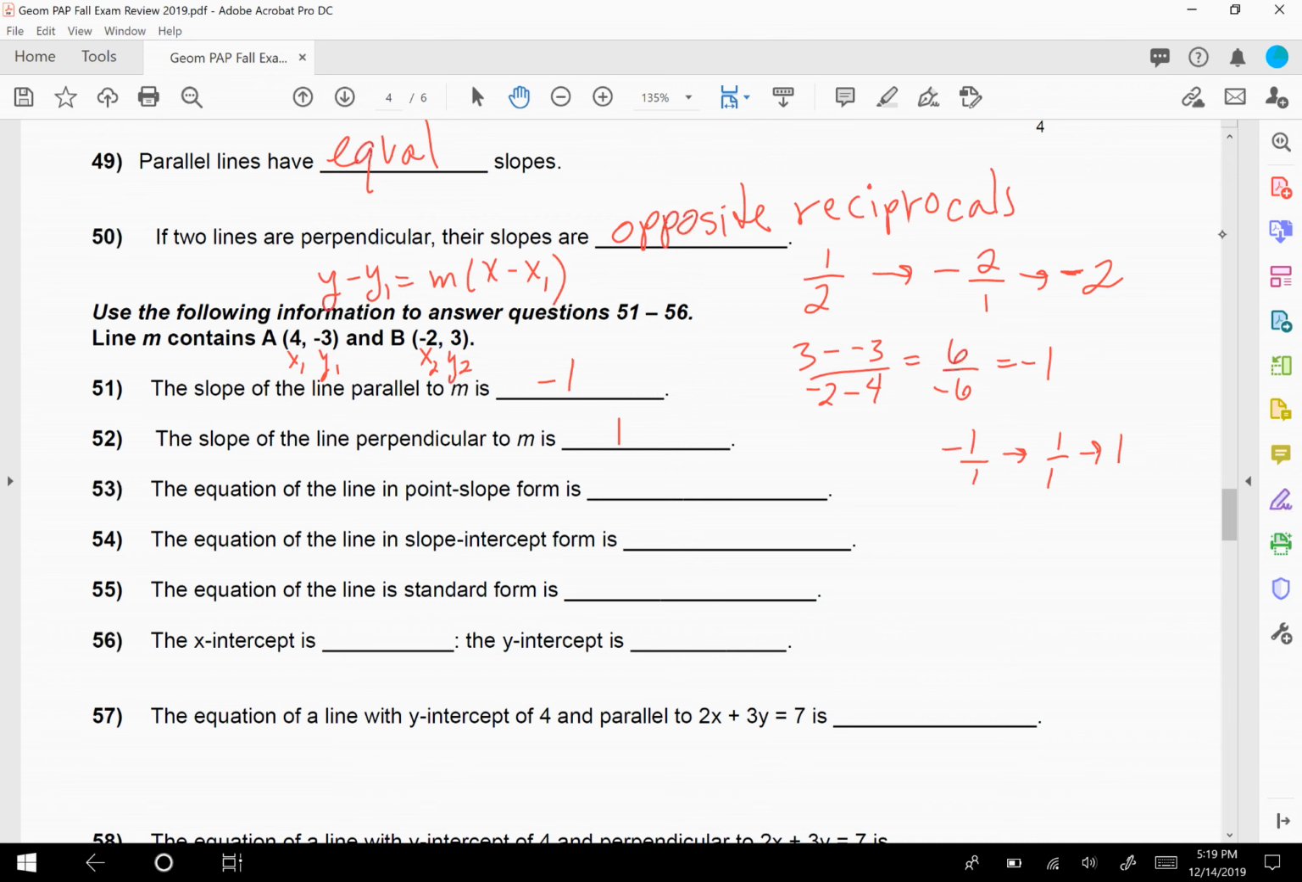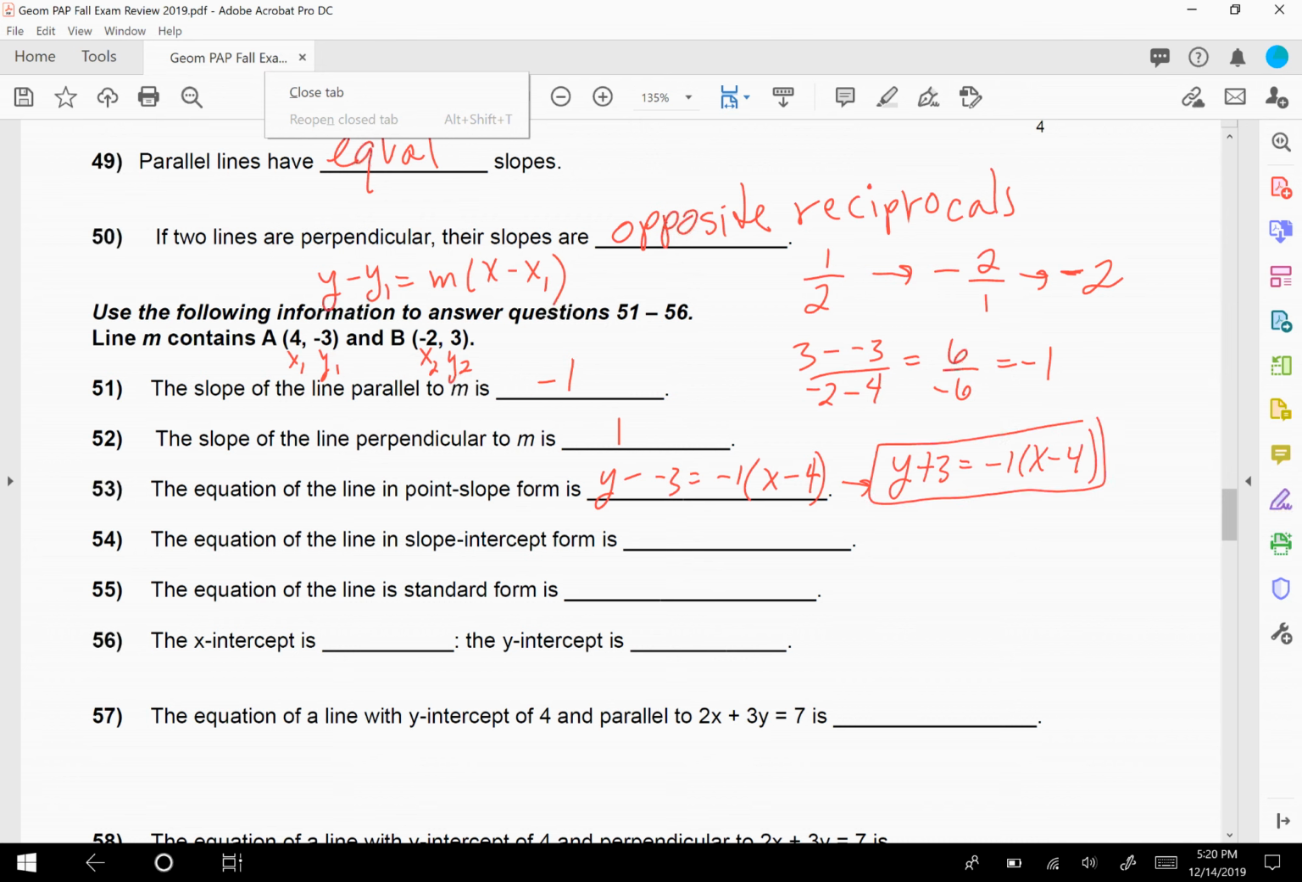So I'll just do point A. We have y minus, and what is our y? -3. And our slope m is -1, times x minus 4. Let me erase this to give us some more room. This is going to end up becoming y plus 3 equals -1 times x minus 4. And there you go.